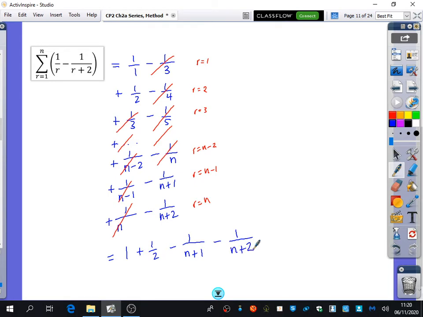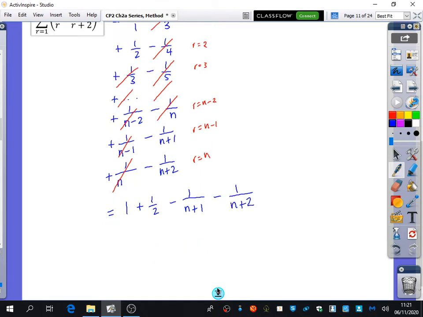And then the question likes you to combine these things together. So this is a 3 over 2. But I think the common denominator is going to be 2, n plus 1, n plus 2, meaning I need to multiply this by n plus 1, n plus 2. And then this needs to be multiplied by 2, n plus 2. And this needs to be multiplied by 2, n plus 1. And then it's just a case of expanding, simplifying, and getting to whatever answer we have.